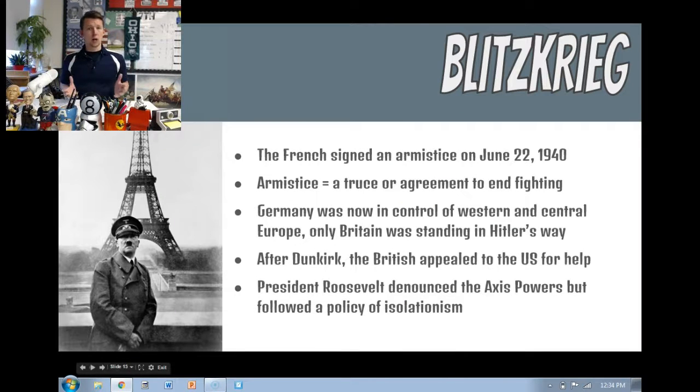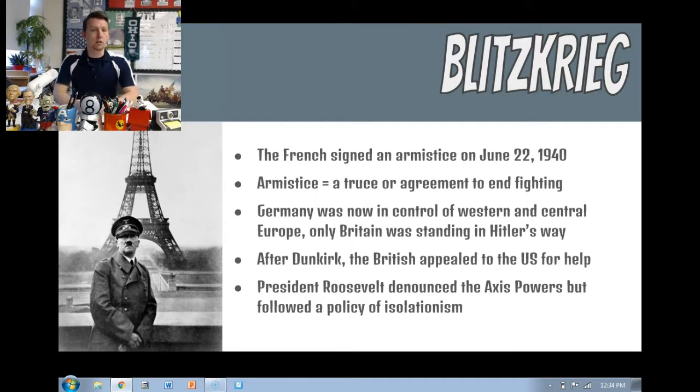Now, once Germany takes Blitzkrieg to France, France falls, and it signs an armistice on June 22nd, 1940. An armistice is a truce or agreement to end fighting because the French forces were done. Germany now controlled all of Western and Central Europe. Only Britain stood in the way of Hitler's army.